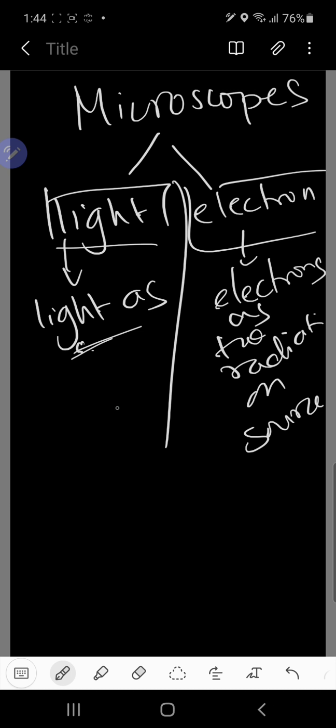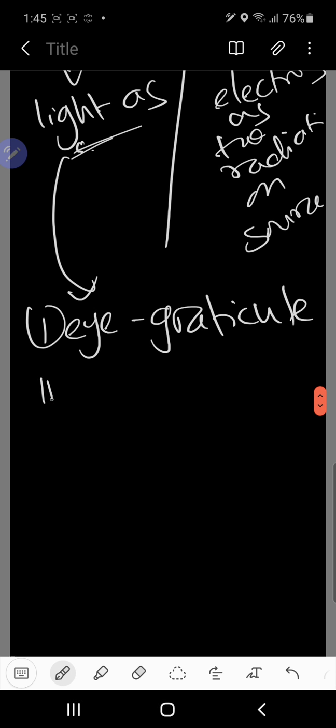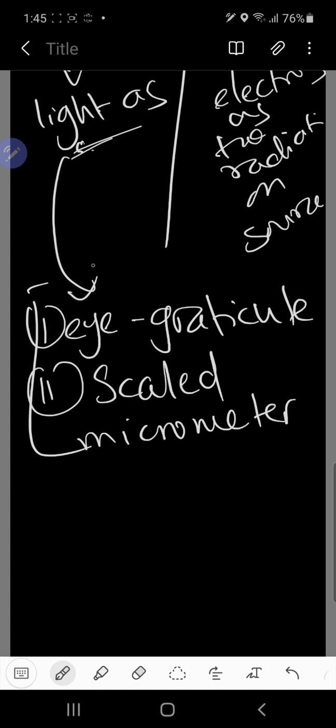At first, we need to look at the light microscope. There are two measurement units we need to know about. One is the eyepiece graticule, and the next thing we have to know about in light microscopy is the stage micrometer. So, we are going to learn about these two things. What is the eyepiece graticule and what is the stage micrometer?